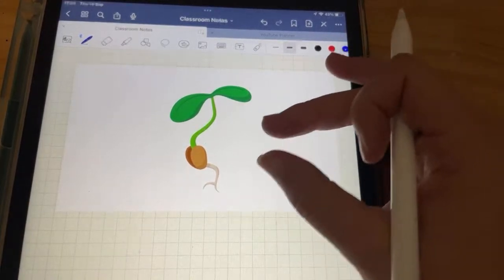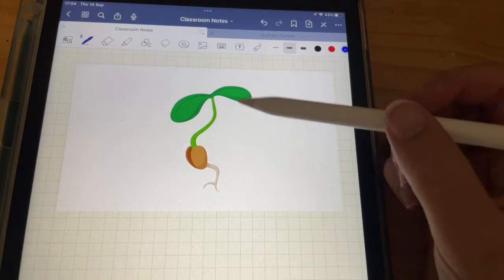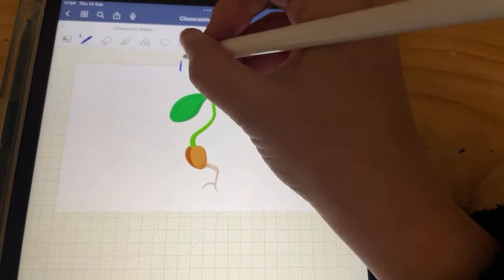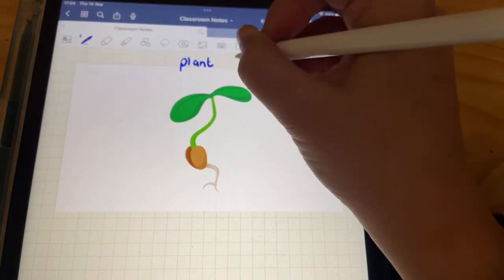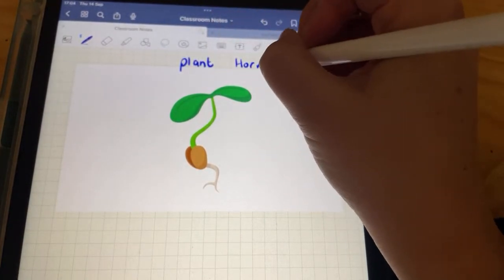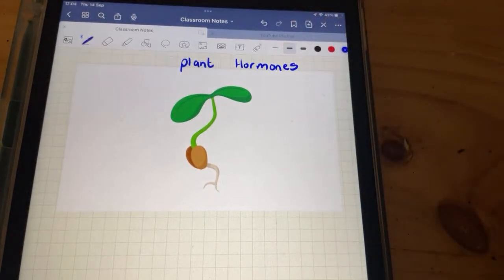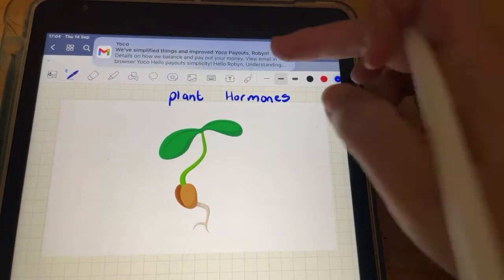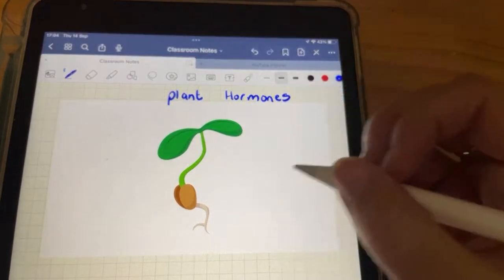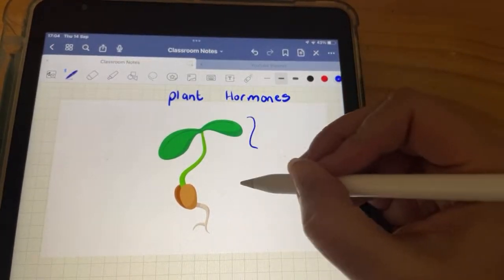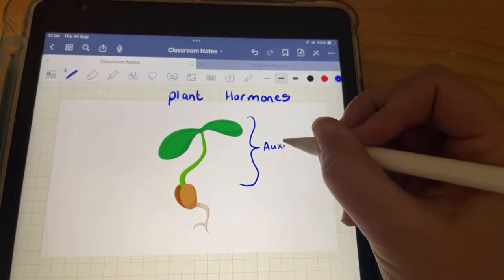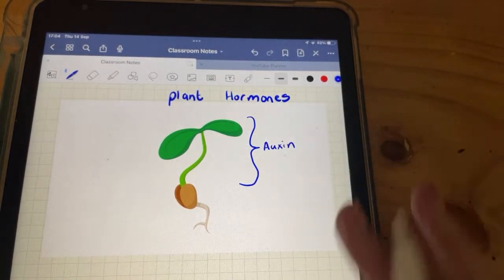So what we're going to do is jump right in, and I'm going to start off with plant hormones. Now, I know that a lot of us really struggle with this section, and I think the reason why is we don't know how to explain the differences between geotropism and phototropism. So I'm going to start off with phototropism. We're going to talk about the top half of the plant, focusing on how auxins affect the shoots, the leaves and the stems.